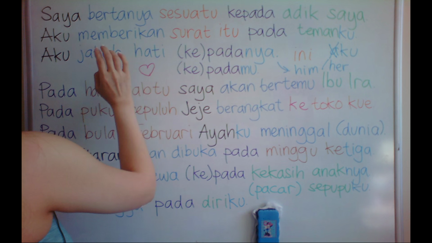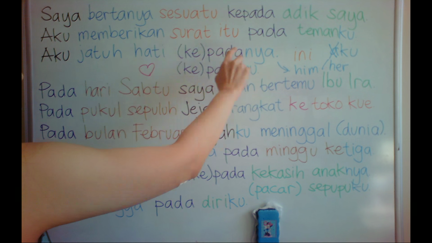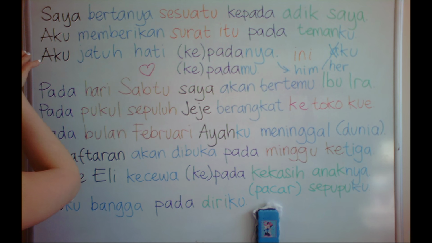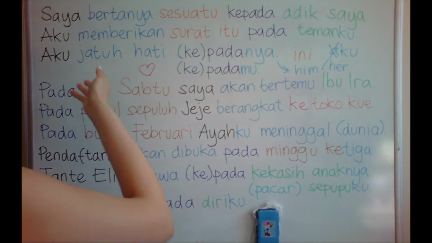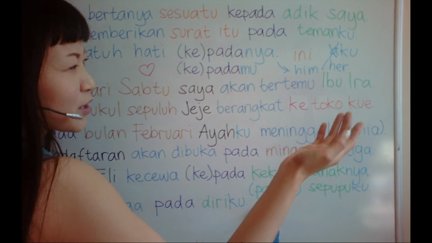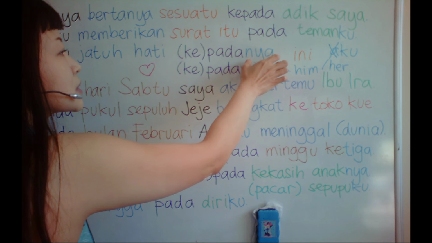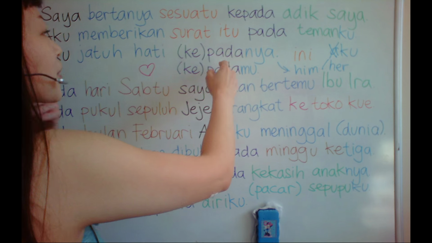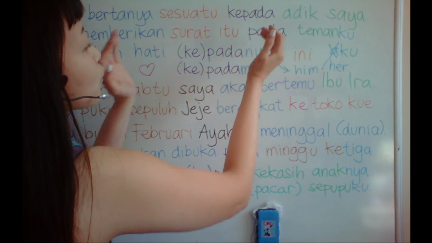And this one is about someone telling you or telling someone else that he or she has been falling in love with someone else, like could be a him or could be a her. Nya becomes together with the kepada or pada. It becomes one single word.